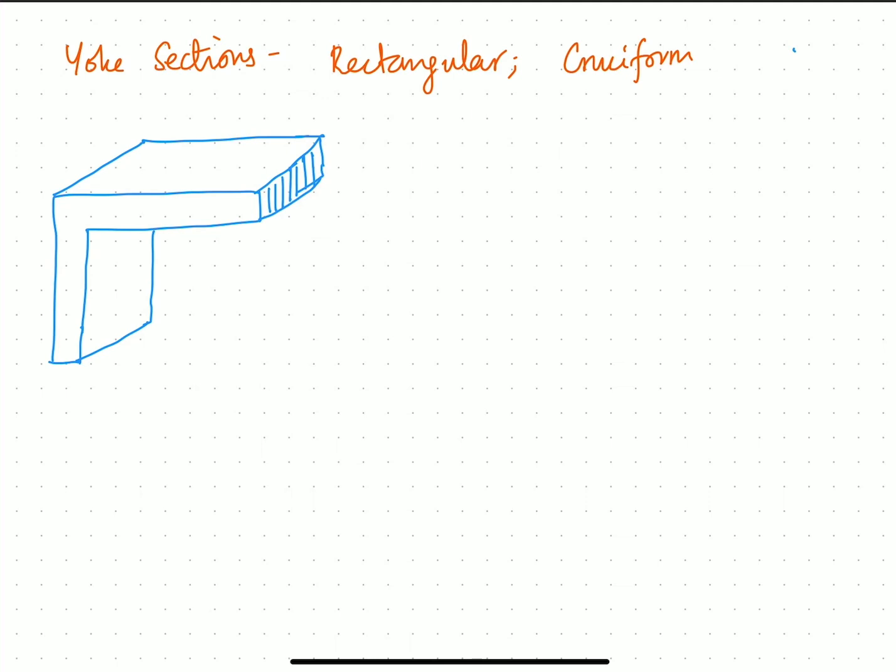So this dimension, this is A, this is the dimension dy, we call it depth of yoke, and this dimension is hy or height of the yoke. Okay, so A is the width of the largest stamping. I'll repeat, A is the width of the largest stamping, dy is the depth of the yoke, and hy is the height of the yoke.